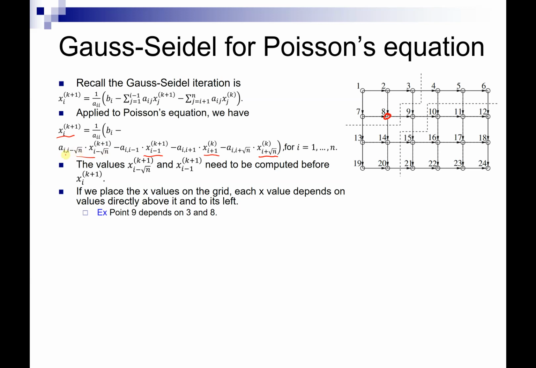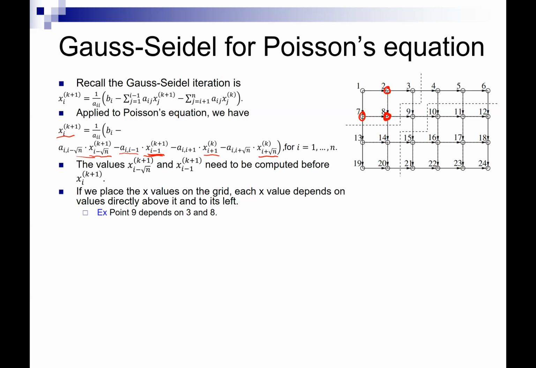So which two values do we need from the k plus first iteration? Here you can see that we need the one which is to the left of us. If you look at this coordinate over here, this is the value to the left of us. We also need the value in the previous row, which is directly above us. So for example, for this 8 value, in order to compute x of k plus 1 sub 8, you need x of k plus 1 sub 7 and x of k plus 1 sub 2.